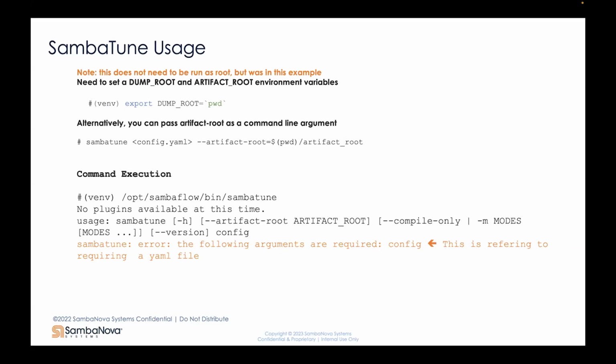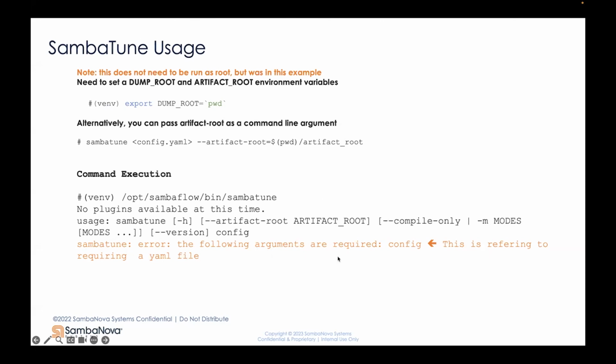So you run SambaTune and pass your artifact root. You'll notice here that I just hit the help option so I could get this error message on purpose. The main thing that SambaTune requires is a YAML file. The YAML file will basically tell it: this is the application that I'm running, these are the parameters that I'm going to pass in, and these are the various options that I'm going to utilize.